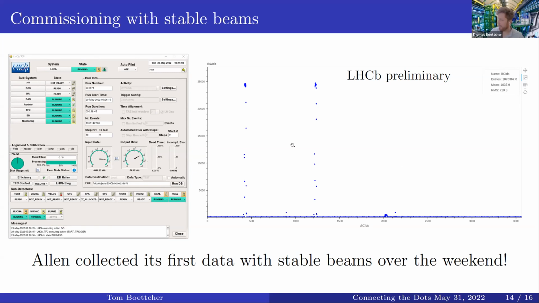And then on the right, this shows the bunch crossing IDs of selected events. And so we are actually selecting particular bunch crossings. So this indicates that we are really selecting PP collisions. Allen is successfully triggering on PP collisions. So this is a huge step forward for Allen and is very exciting. This marks the transition from a prototype to a real functioning software trigger.